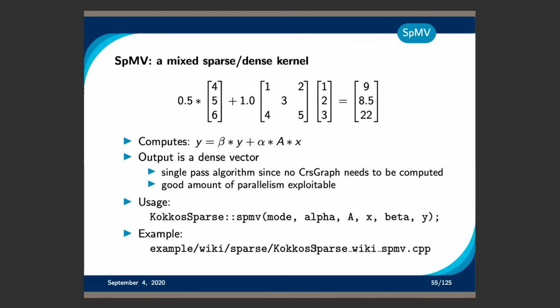It's embarrassingly parallelizable, like actually most of the kernels I'm going to present today. So for the usage of that kernel, as you can see, you have to pass a mode, which will tell you if matrix A has to be multiplied directly or has to be transposed during the multiplication. And then you have two coefficients, alpha and beta, matrix A, and two vectors X and Y. Again, you can find an example of usage in our example wiki sparse subfolder.